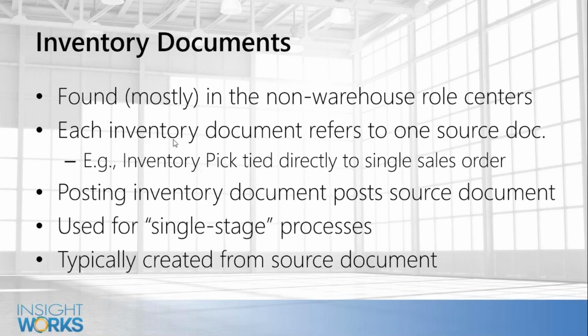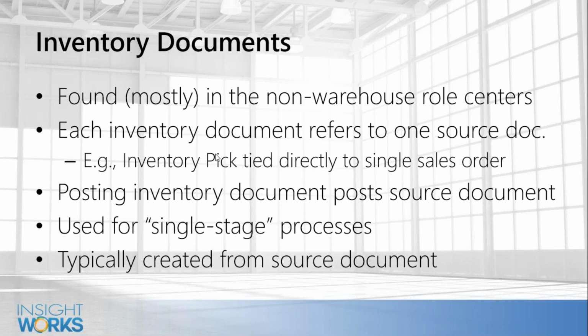So those inventory documents refer to one source document. If I create an inventory pick, that's always going to refer to a source document like a sales order or transfer order, those types of things, okay? Or if I'm doing a put away, that'll refer to a purchase order or possibly a transfer order as well. So each inventory document is a one-to-one match to the source document. Now, I lied there a little bit, because I could have one sales order and actually have multiple inventory picks related to that sales document, but really you will never see more than one sales order on an inventory pick.